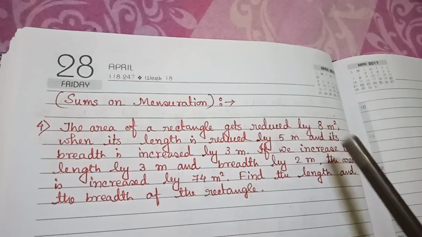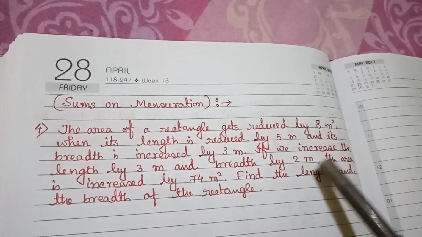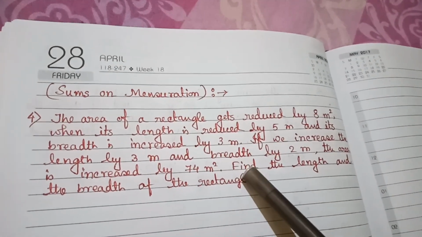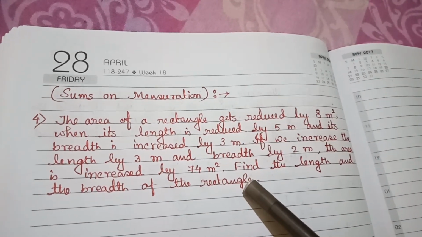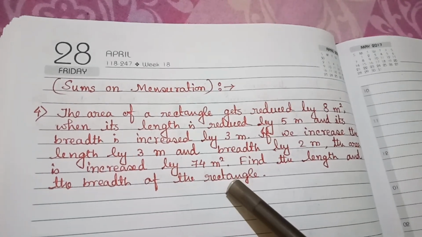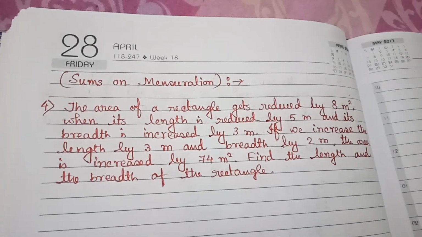If we increase the length by 3 meters and breadth by 2 meters, the area is increased by 74 meters square. Find the length and the breadth of the rectangle. Look, we need to find out the length and breadth of the rectangle, and these are two dimensions of the rectangle, so we will take them as x and y first.